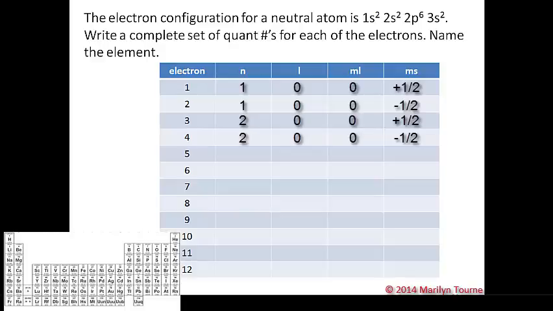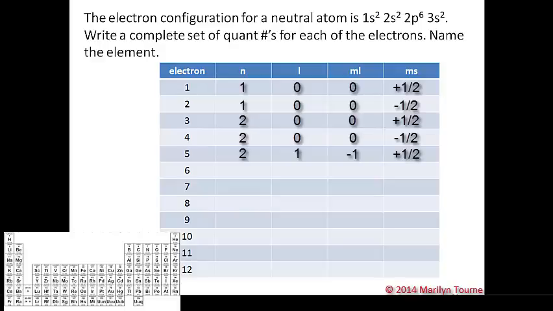So it's going to be n equals 2. Since now we're in the p's, the l must equal 1. And there are 3 different orientations for a p. So I'm going to start with the negative one. So it's going to be 2, 1, negative 1, and then spin up, plus 1/2.